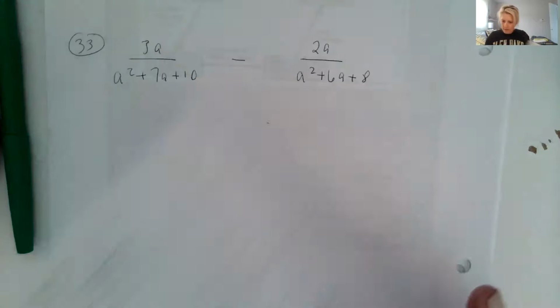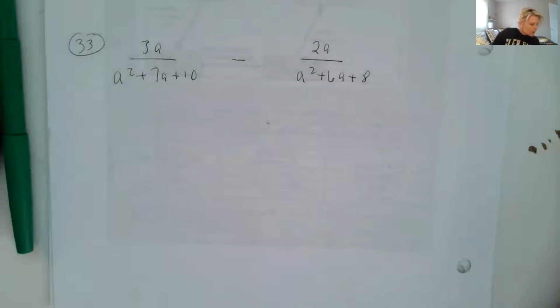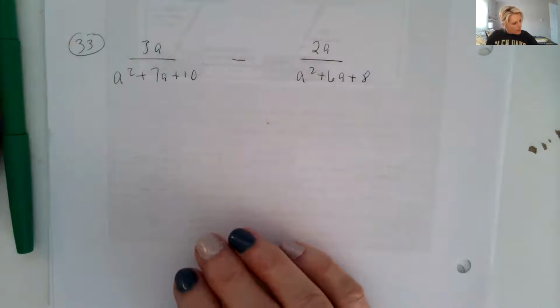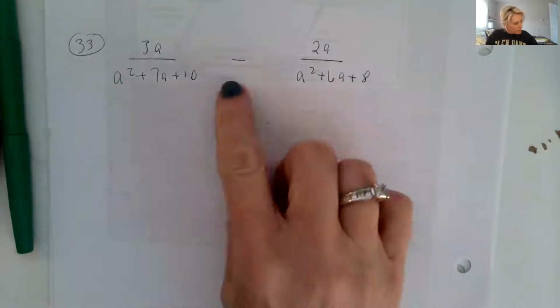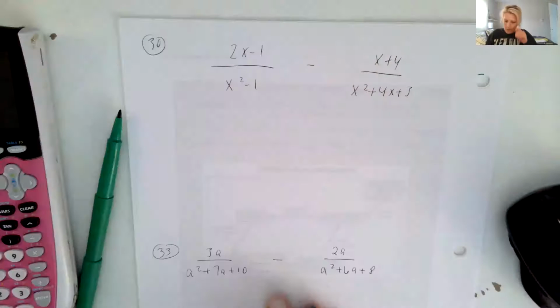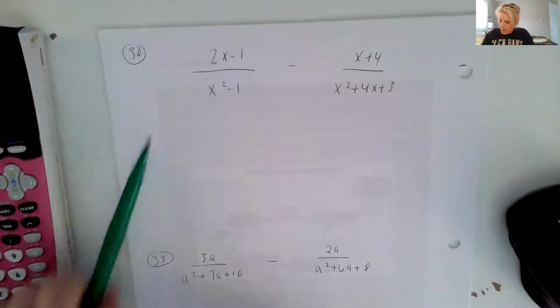Common denominators. So number 30, and then we're going to jump down and do 30. We've got a few more to get some common denominator. So number 30, we need to factor to get a common denominator.